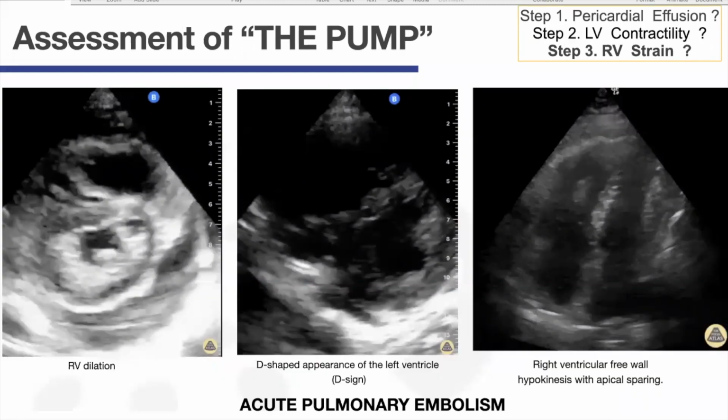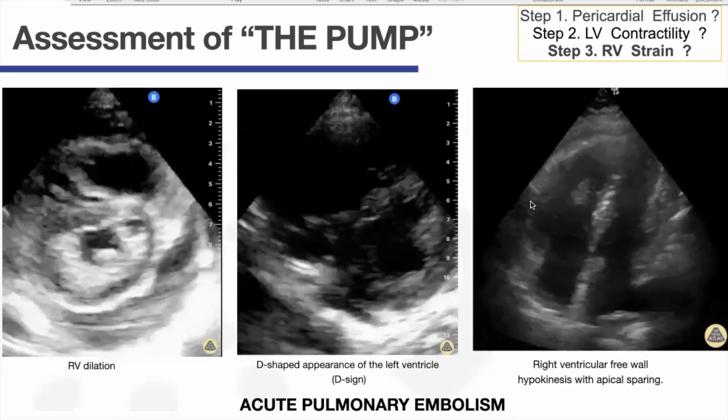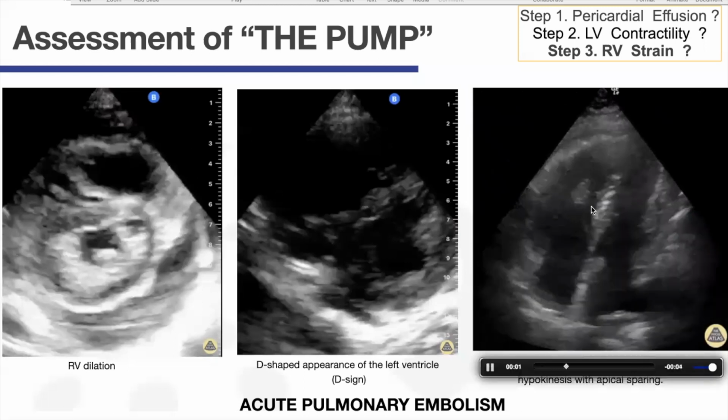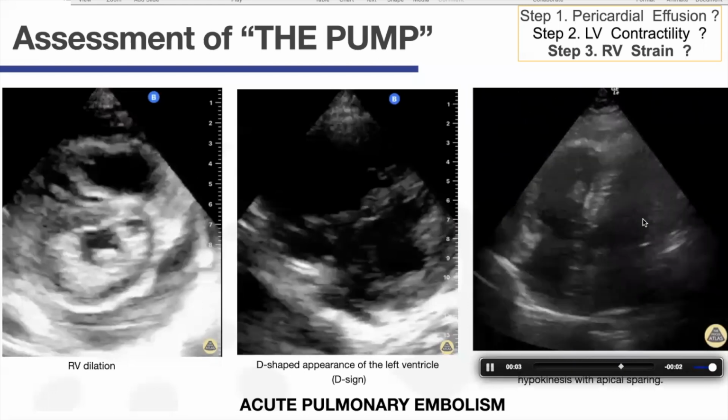The assessment of the pump, looking at the RV strain pattern. Normally, the right ventricle, or right side of the heart, is a low pressure area compared to the left ventricle, so the right ventricle usually has a smaller size compared to the left ventricle. However, when you have RV strain due to pulmonary embolism, for example, as you can see in this video, the RV actually looks the same size as the LV.